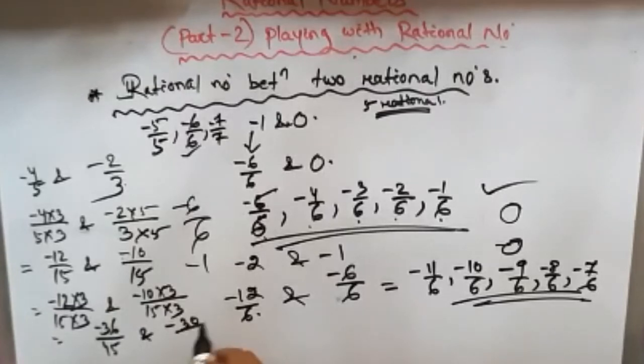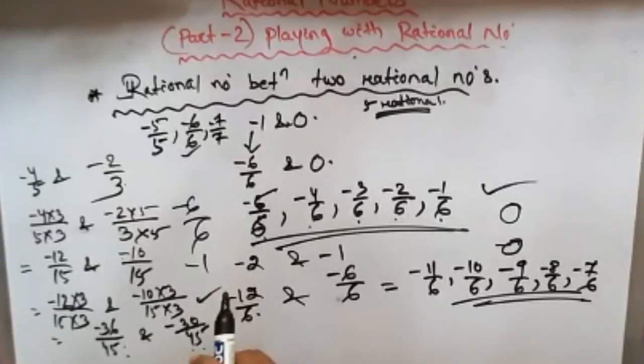minus 30 by 45. Now between minus 36 by 45 and minus 30 by 45, I have 5 rational numbers. Now I can find 5 rational numbers between them, like minus 35 by 45, minus 34 by 45, minus 33 by 45, likewise I will go till minus 30 by 45. Okay guys, so this much only for part 2, playing with rational numbers.